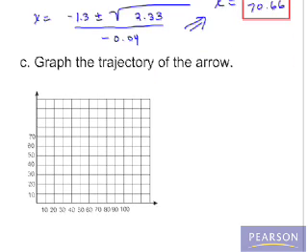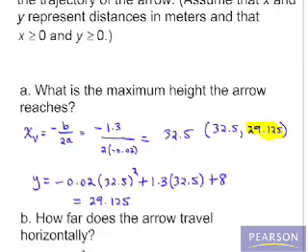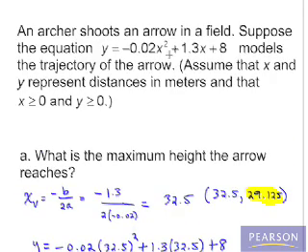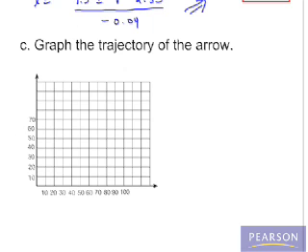C. Graph the trajectory of the arrow. We're going to plot a couple of points that we know fall on the trajectory, and we'll try to connect those with a parabolic curve. We know at the very beginning, if I let x be 0, meaning the arrow did not travel any distance horizontally, y is positive 8. So the y-intercept is at (0, 8). So we'll just go up a little bit.